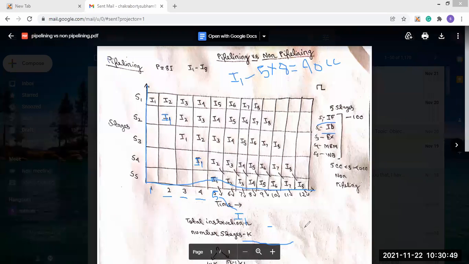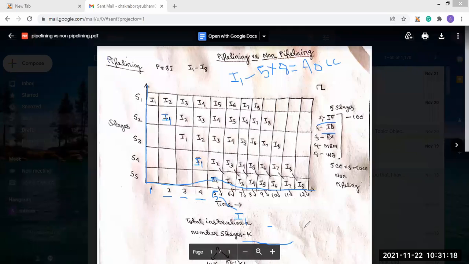So that means in each clock cycle, after the first instruction, which required 5 clock cycles, in each and every clock cycle an instruction is executed. An instruction gets executed after the first clock cycle gets execution. So this is the basic difference.